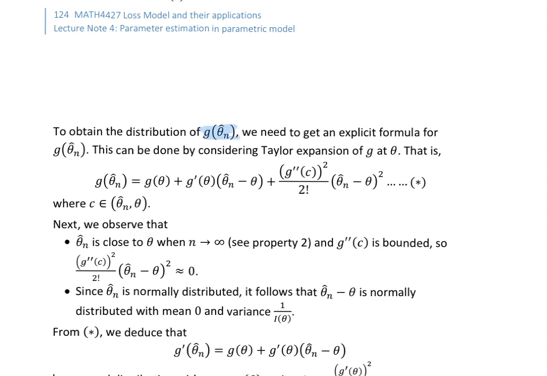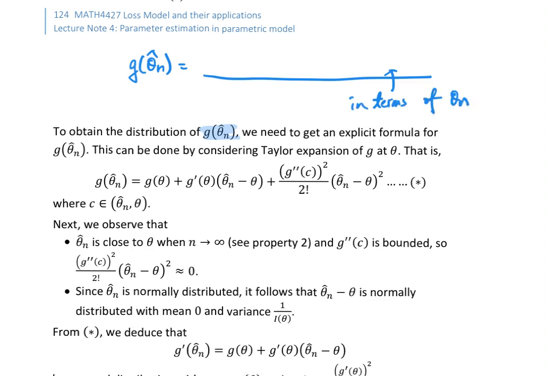Alright, now remember, to find the distribution of a certain random variable, the best solution is to get the formula of this g(θn hat) and then analyze it carefully. Because g is a function of your MLE, and you know the MLE has a normal distribution, what we want is to obtain the formula of g(θn hat) in terms of the θn hat.